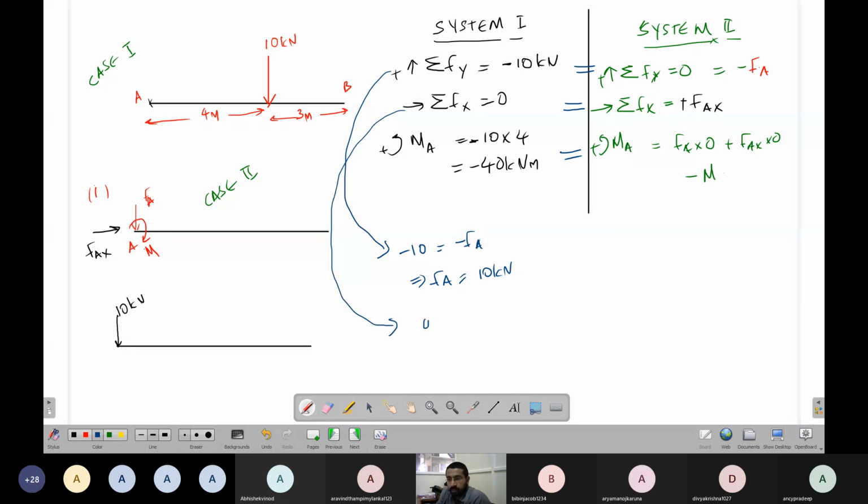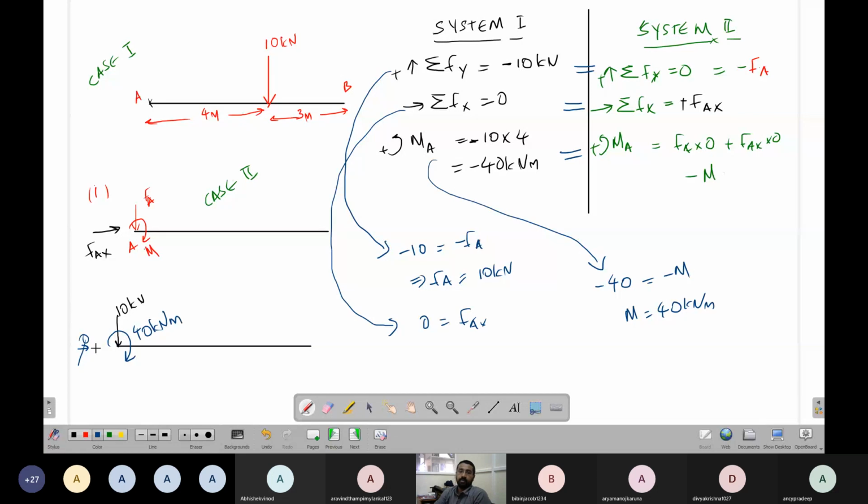Okay, now I will equate these two in the x direction. So 0 equal to FAX. So that means FAX is 0. This is not there. Now if I equate these two moments, what I'll get is minus 40 equal to minus M. So M equal to 40 kilonewton meter. So this is 40 kilonewton meter.